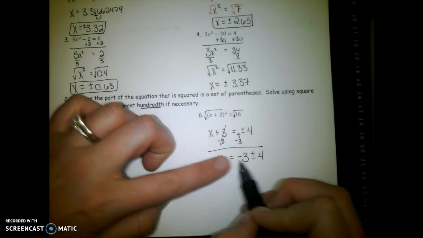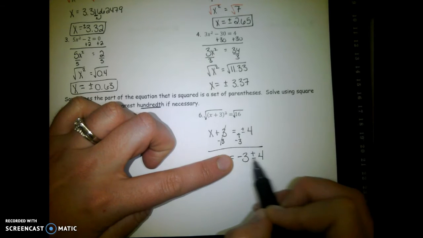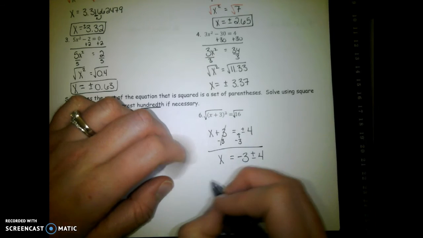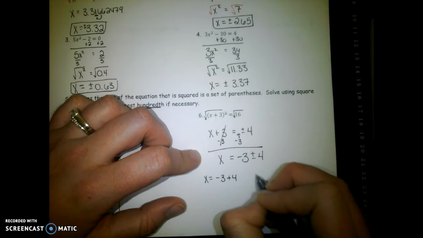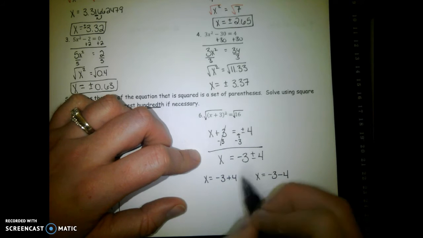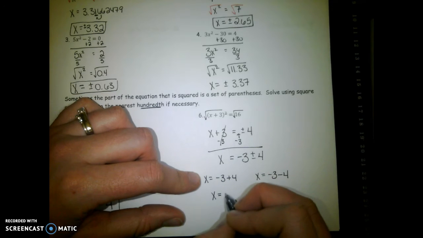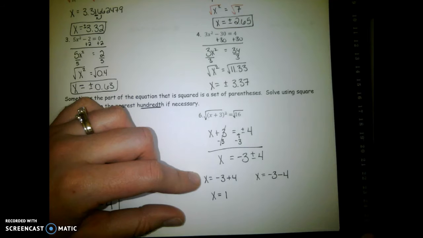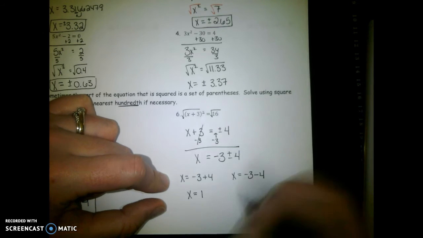Now, do the problem twice. Once using addition, once using subtraction. So one of them is -3 plus 4. The other one is -3 minus 4. So -3 plus 4 is 1. -3 minus 4, and if you can't do that in your head, that's totally fine, is -7.